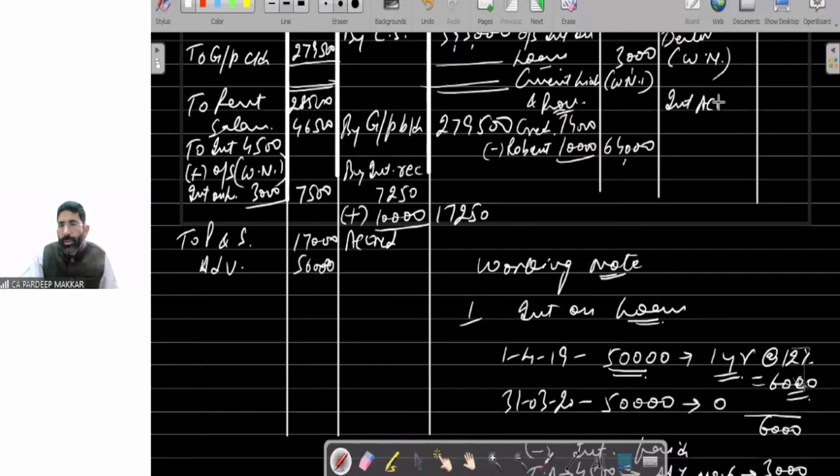Interest accrued on deposits and investments. Working on number 2. This is worth rupees 10,000.